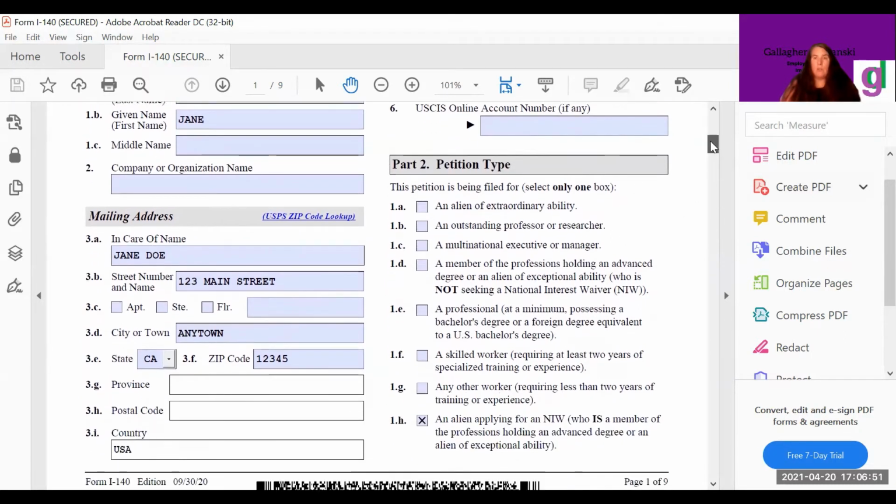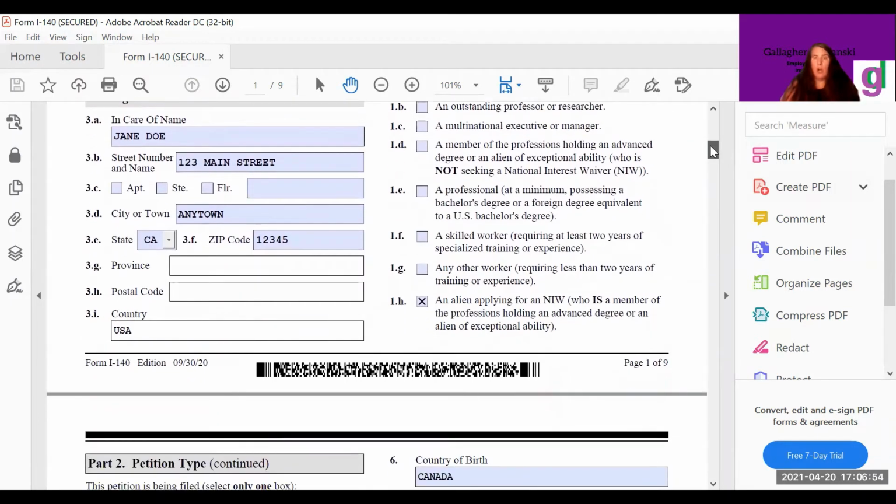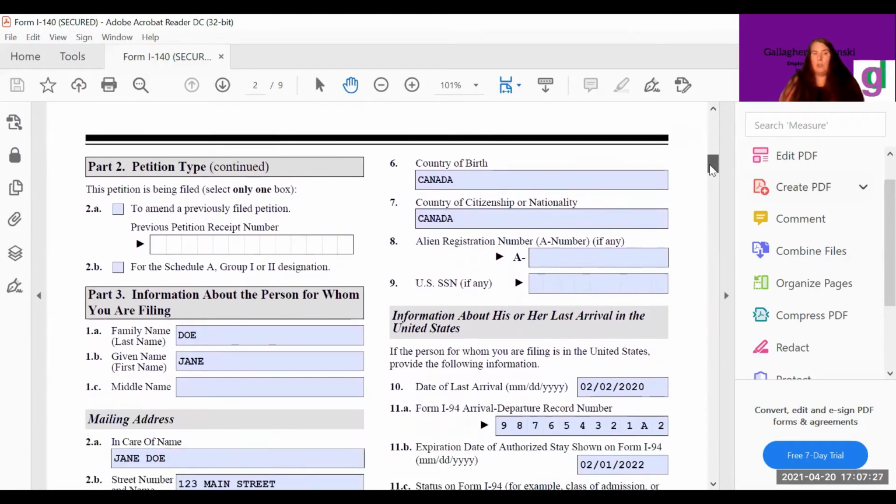For the National Interest Waiver, make sure that you mark 1H here, applying for an NIW who is a member of the profession holding an advanced degree, or who is an alien of exceptional ability. So just make sure that you don't mark 1D here, because that is not seeking a national interest waiver. And if you're self-petitioning, you are. So you mark 1H. Okay, on to page 2.